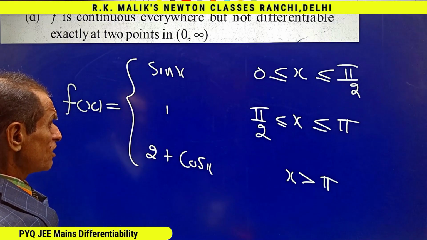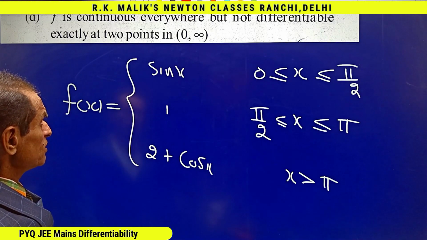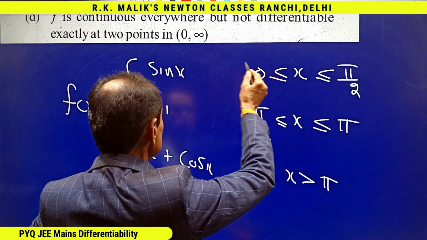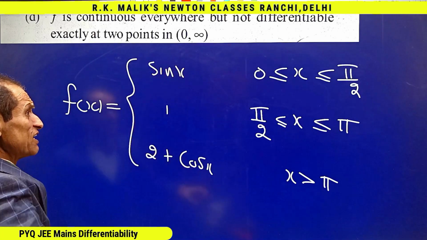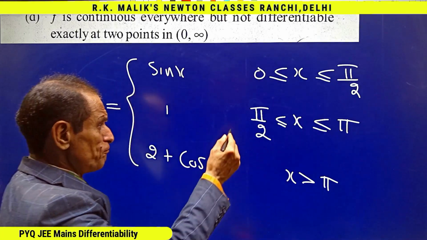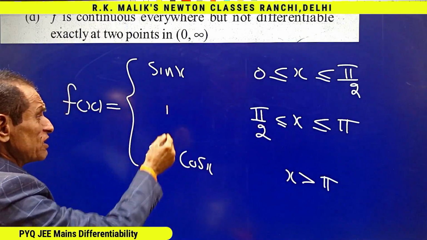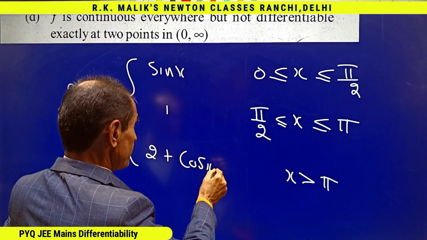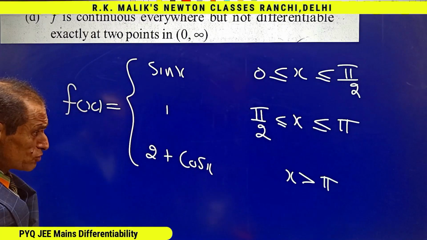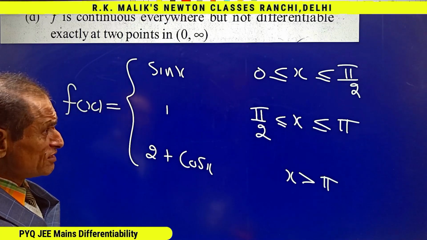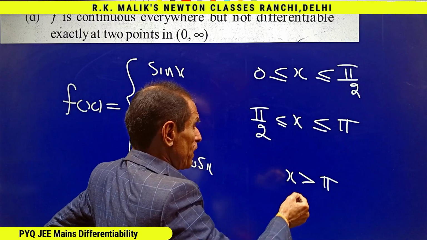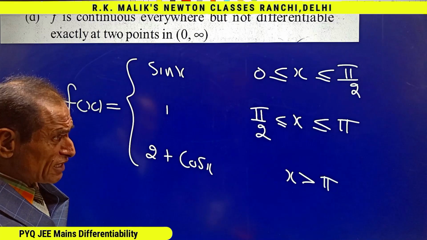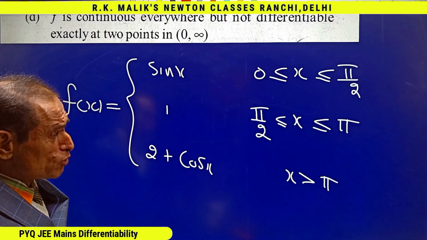And now we have to discuss the continuity and differentiability in the interval 0 to infinity. It is clear that between 0 and pi by 2, f(x) is sin x and sin x is always a continuous function. Between pi by 2 and pi, it is a constant function, hence continuous. For x more than pi, because cos x is always continuous, 2 plus cos x is also always continuous. And because the function is changing only at pi by 2 and pi, discontinuity or non-differentiability, if it is there, can be only at pi by 2 or pi.